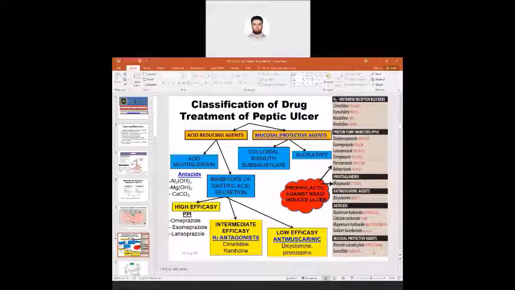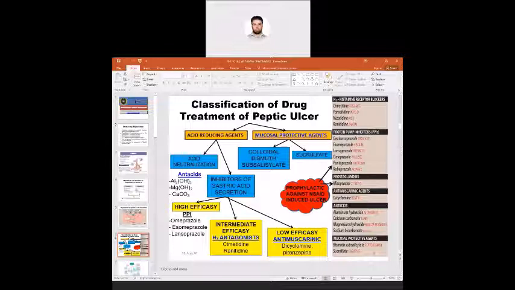That is the basic principle for the use of mucosal protective agent in the treatment of peptic ulcer. Mucosal protective agent can be of two types: colloidal bismuth and sucralfate. We will come to describe each one of them later on in this lecture.